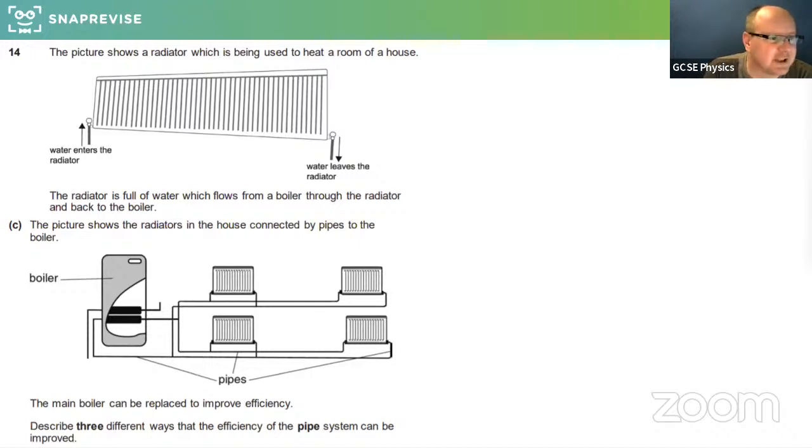So this picture shows a radiator which is being used to heat a room of a house. We've got water entering the radiator here, and we've got water leaving the radiator over here. It's full of water which flows from a boiler through the radiator and back to the boiler. So we have this circuit. The main boiler can be replaced to improve efficiency. Describe 3 ways that the efficiency of the pipe system can be improved.